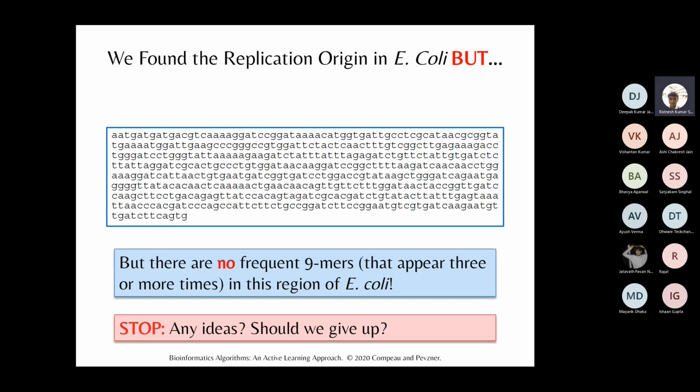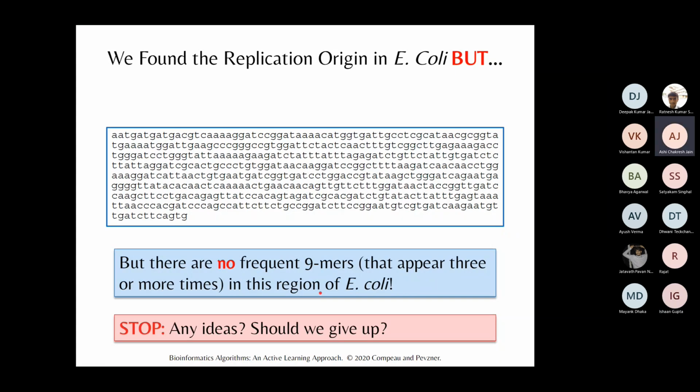In every part there won't be an origin of replication. Like in the genome of bacteria, it's not everywhere the origin of replication. No, in E. coli, we found the origin of replication using the skew diagram. But in that origin of replication, there are no frequent 9-mers.